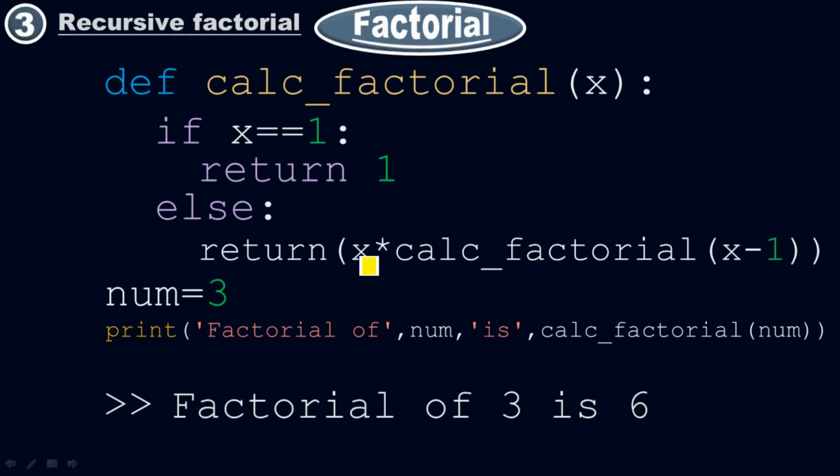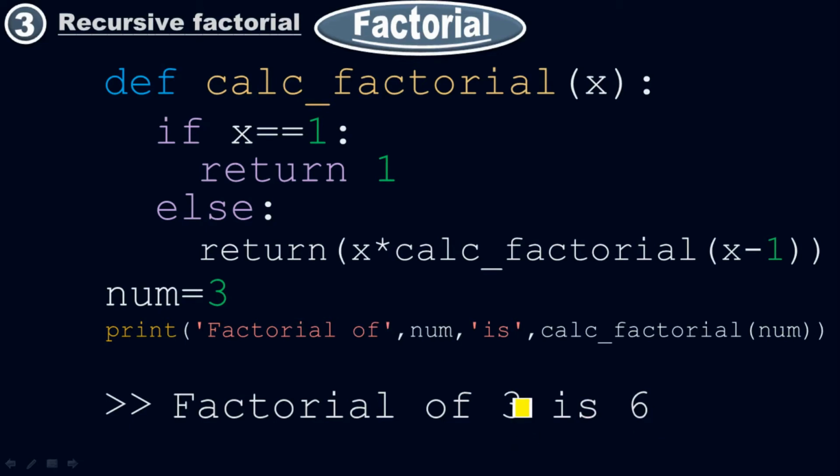So what is x? X is that specific value. Calculate factorial of x minus 1 decreases it by 1. The variable has been represented with the name num. Num equals 3. If you put the 3 here, and then take the print of factorial of, comma, num, comma, is, calculate factorial of num. So this factorial of is because of this. And num, what is num? Num is 3 here. Calculate factorial of num will be 6.